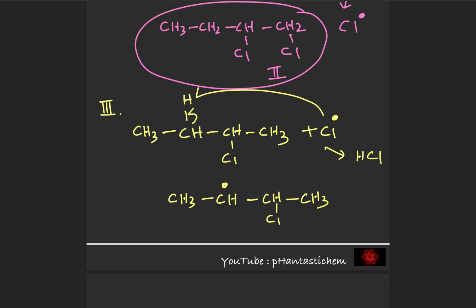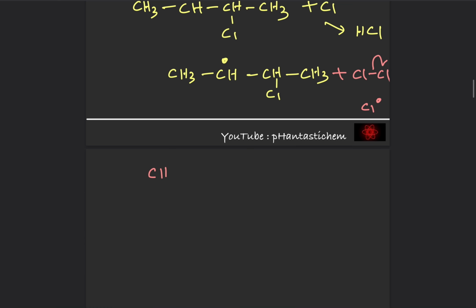Okay, and then the radical that we are left with, the alkyl radical, will combine with a molecule of Cl2 to give us the dichloro product. So this will result in a Cl radical, and then this radical and this Cl will combine to give us the third product, that is CH3CHCl CHCl CH3. So this is the third product.